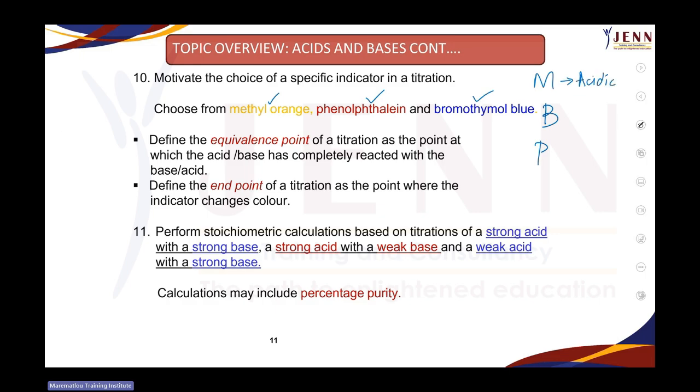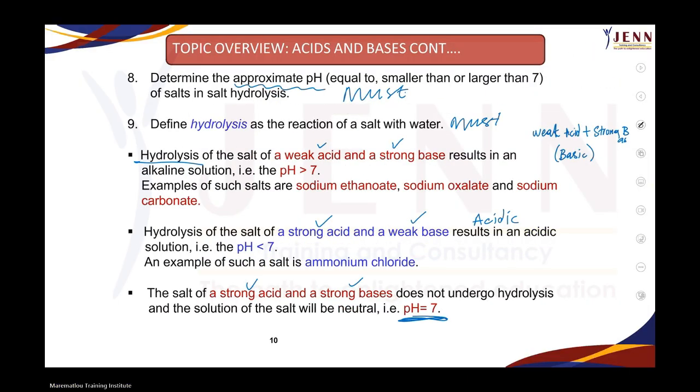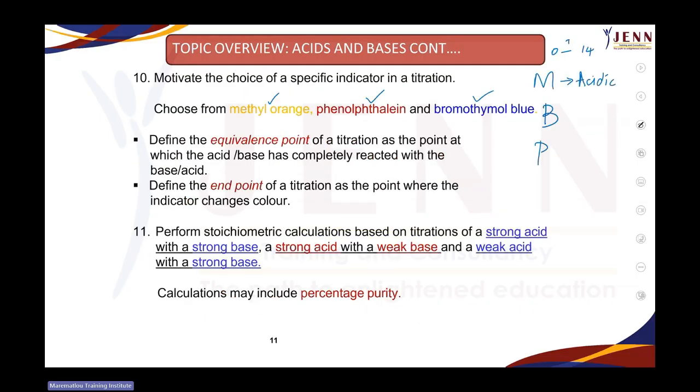It's the first one. So if you have numbers 0 to 14 and 7 is the middle, the first set of numbers belongs to acidic solution. And what is an acidic solution? We said it earlier: we find our acidic solution when a strong acid reacts with a weak base. So that means right here, I have to use methyl orange.